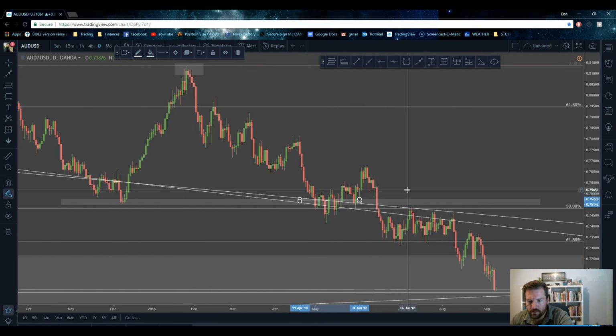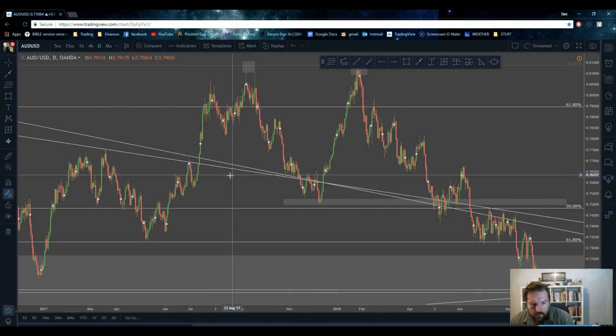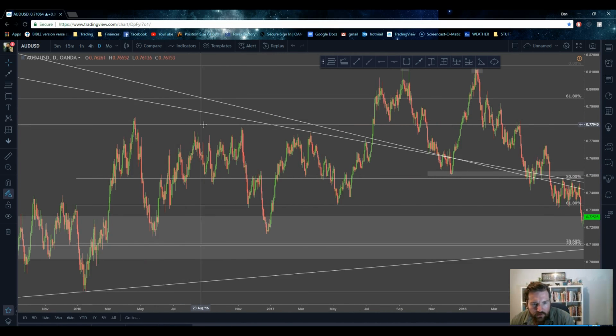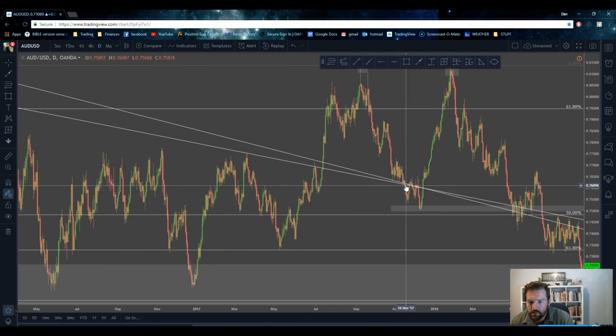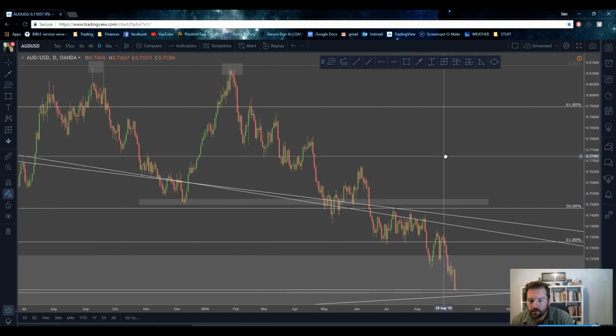Okay, you see that? You see the trend line on the top, the trend line on the flip side. And you can see, as you zoom in, you can see a little bit better how precise some of these tests were on these trend lines. Okay, respected it pretty well for the most part.